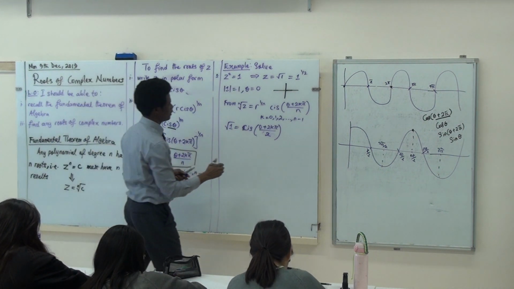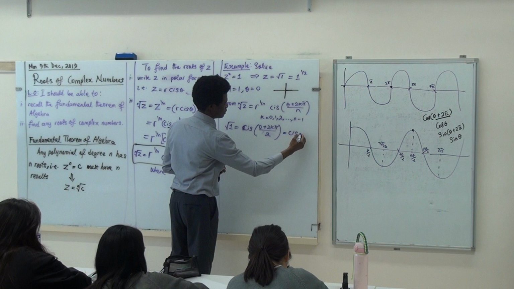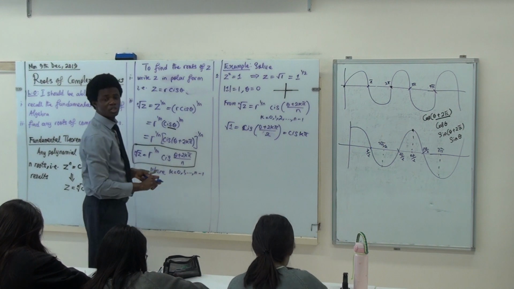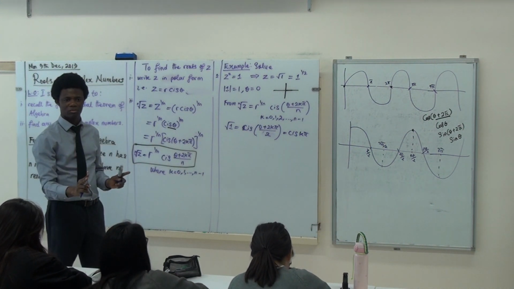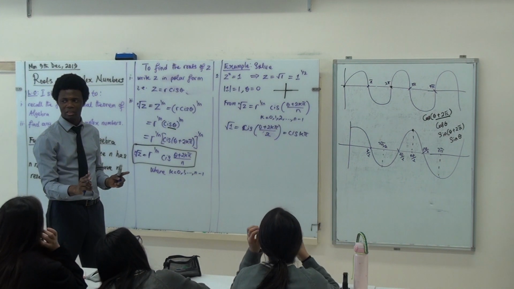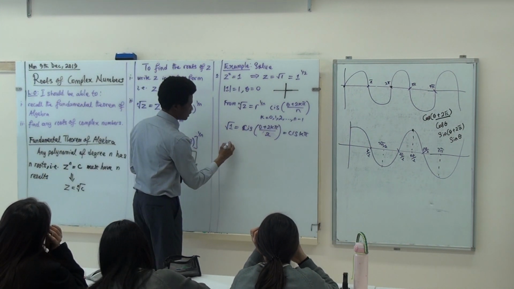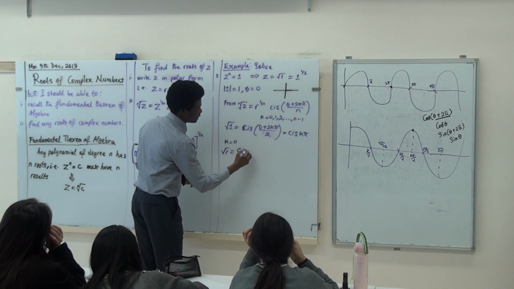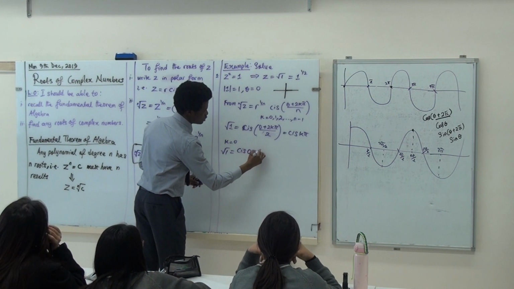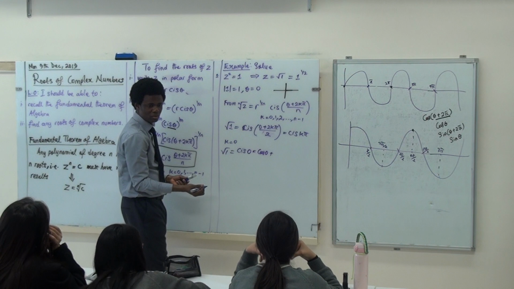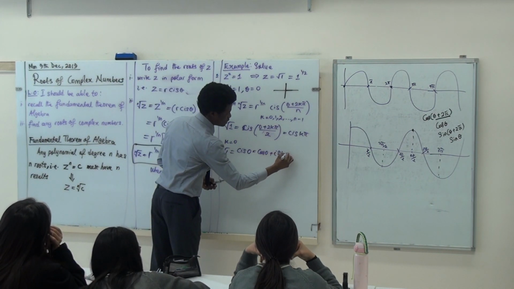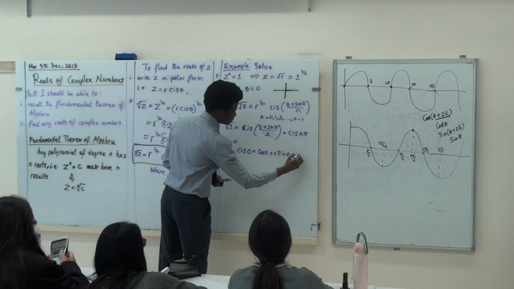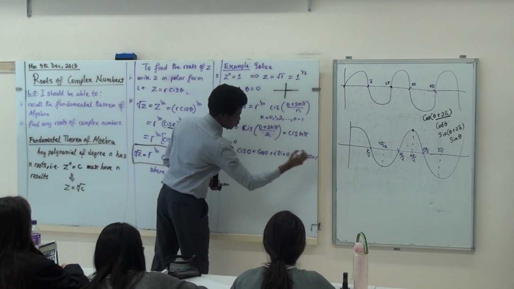Okay? And that gives what? CIS what? Talk to me. K pi. So when k will run from 0 to 1, because there should be 2 values. Talk to me, please. Do you understand? K will run from 0 to 1. So when k is equal to 0, the square root of 1 will be what? CIS 0. So which means cos 0 plus i sine 0. What is cos 0? 1. What is sine 0? 0. So this is 1. That's one root.